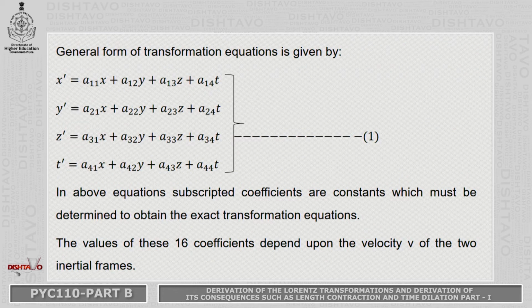So, the general form of transformation equations are given as follows. x dash is related to x, y, z and t by multiplying them with the constants a11, a12, a13, a14 and then adding them together. Similarly, y dash is a21x plus a22y plus a23z plus a24t. z dash is given as a31x plus a32y plus a33z plus a34t. t dash is given as a41x plus a42y plus a43z plus a44t.